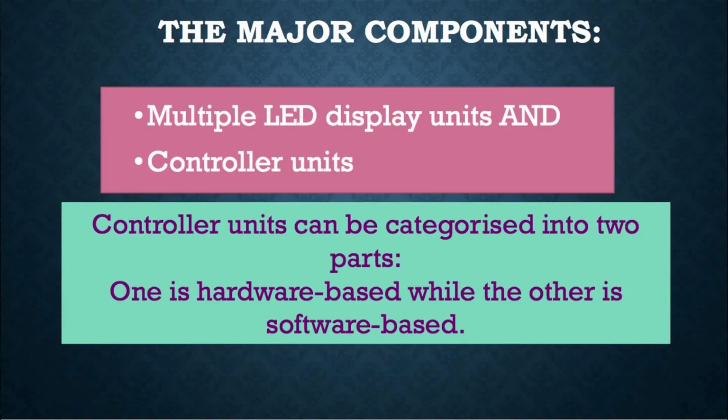Now, what are the major components of a LED screen display? The major components are multiple LED display units and control units. The control units can be categorized into two different parts. One is hardware based and the other is software based. Let us first discuss the LED units. Before discussing the multiple LED display units, let us first understand the working principle of an LED.